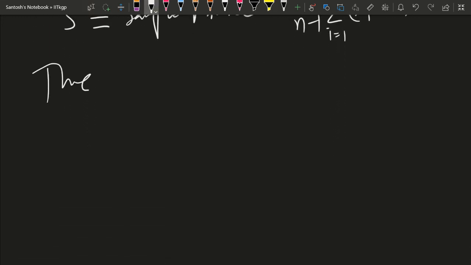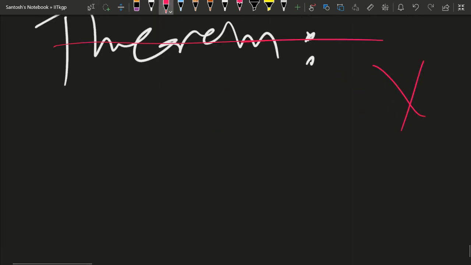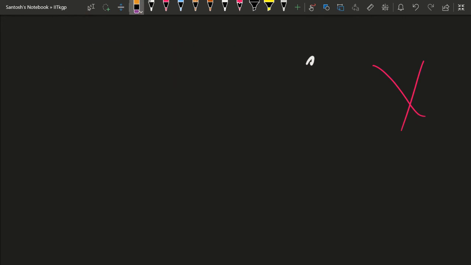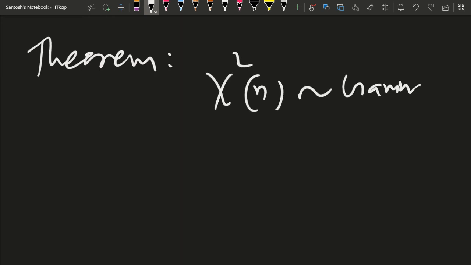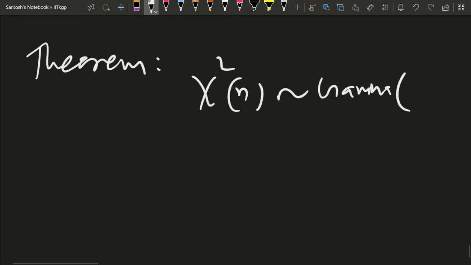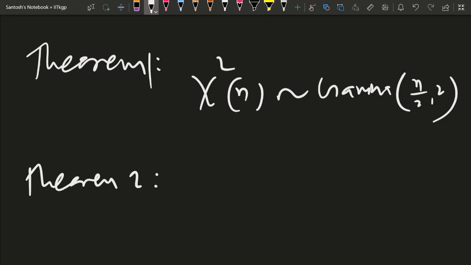A theorem is a result. You have already seen that chi-square n is just a special case of gamma, where alpha was n by 2 and beta is 2. That was theorem 1. Now theorem 2.